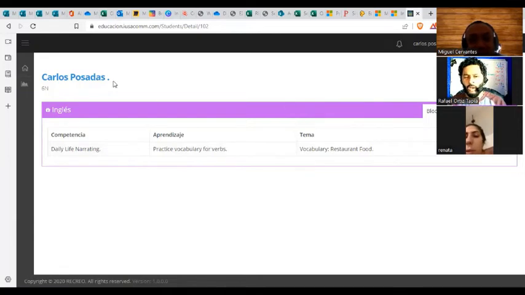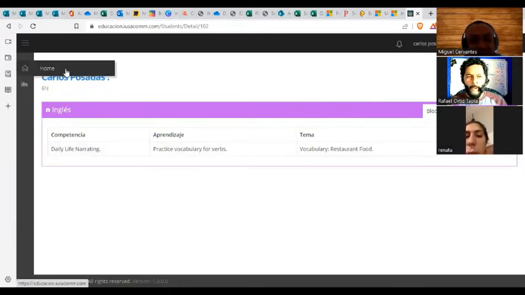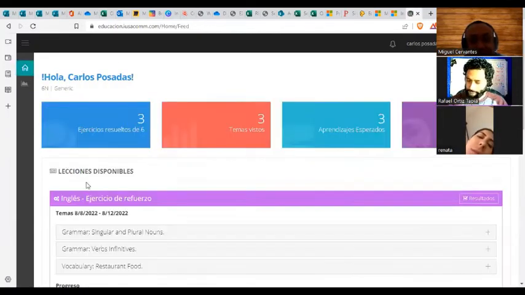¿Cómo me cambio de aquí? Mira, igual, regreso al home y listo. Y aquí, para salir, voy a tu nombre. Donde está tu nombre, le doy en logout.